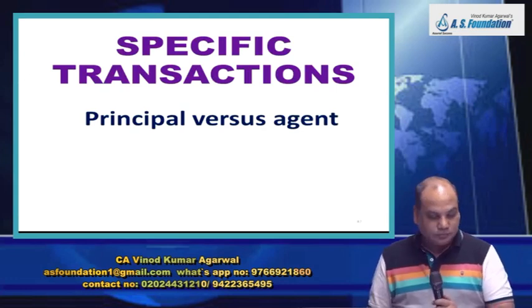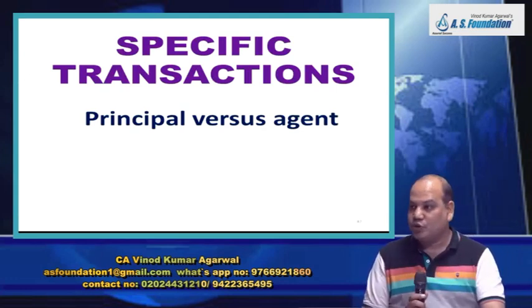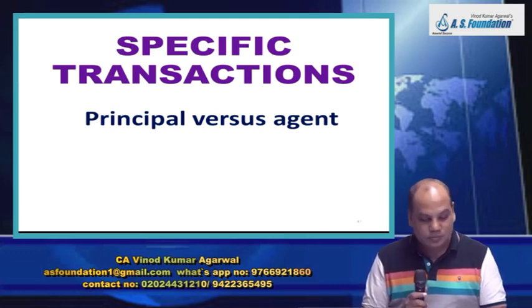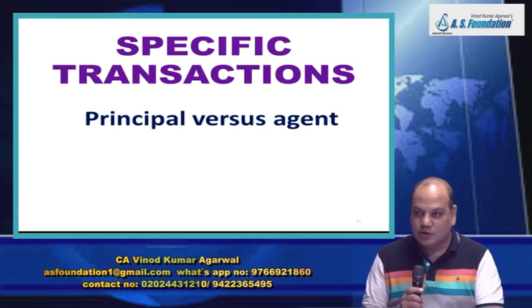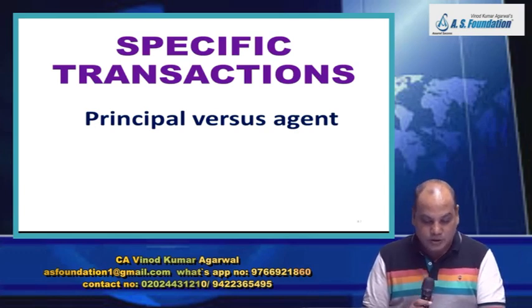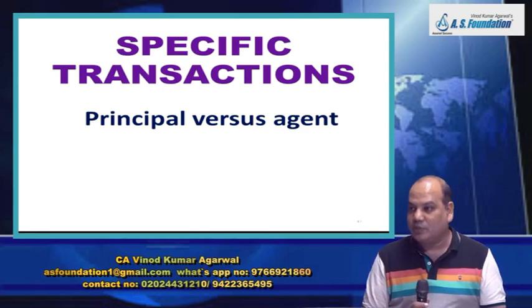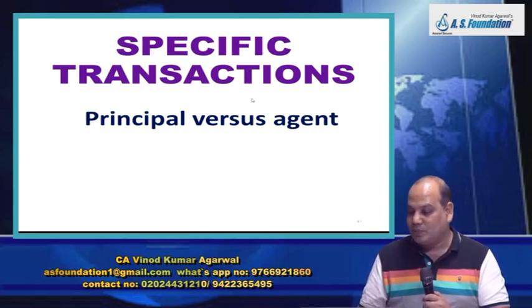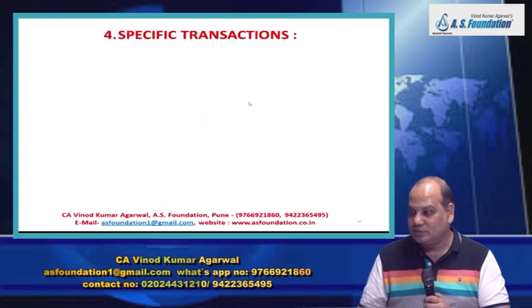Okay. So these are the examples of situations where revenue recognition will either be postponed or will not be recognized at all. Next is specific transaction. Now the standard also deals with 5 or 6 specific type of transaction. When will revenue be recognized here? Principal versus agent.